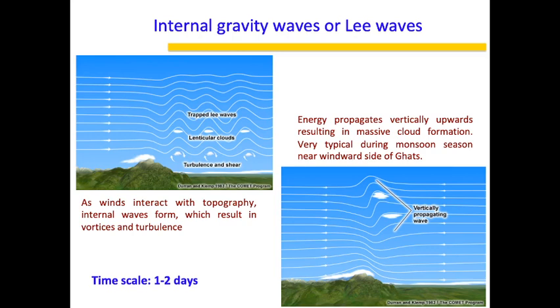Then lastly, we have these internal gravity waves, which are very different. These have very small time scales, only 1 to 2 days. Okay. And they form because once the winds interact with the topography, then you have stratification, which results in formation of vortices and turbulence. Okay, and here the energy propagation is not from west to east or east to west, but it's mostly upwards. So they propagate upwards or downwards. So if they propagate upwards, then they result in massive cloud formation, and these are very typical during monsoon season near the windward side of the Ghats. Okay, so that's very important.